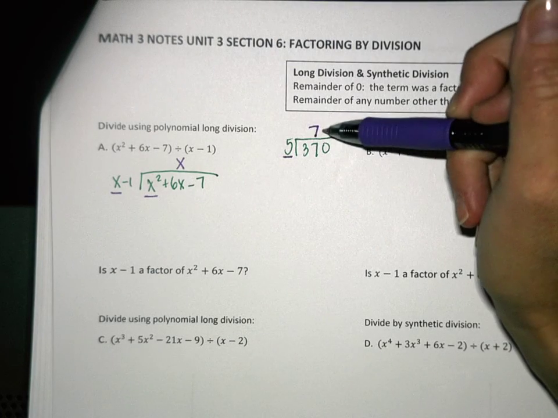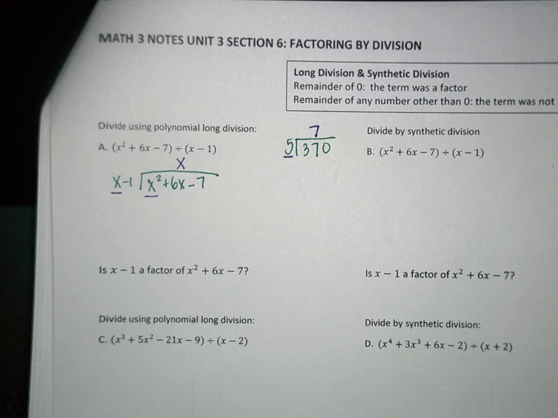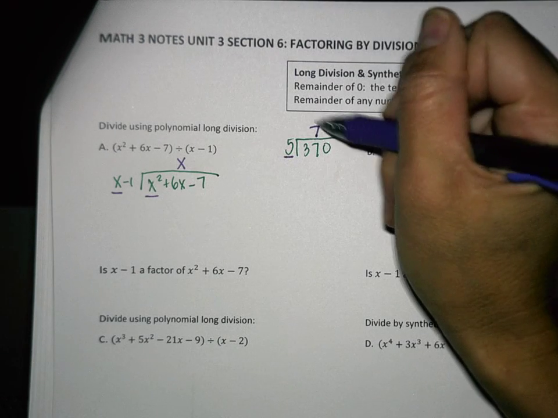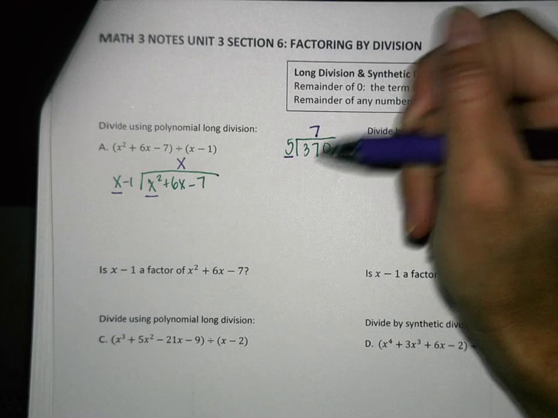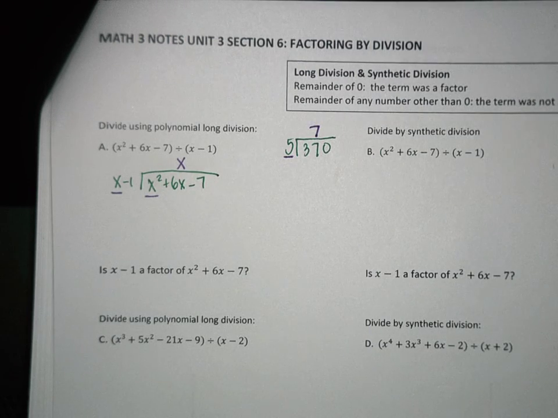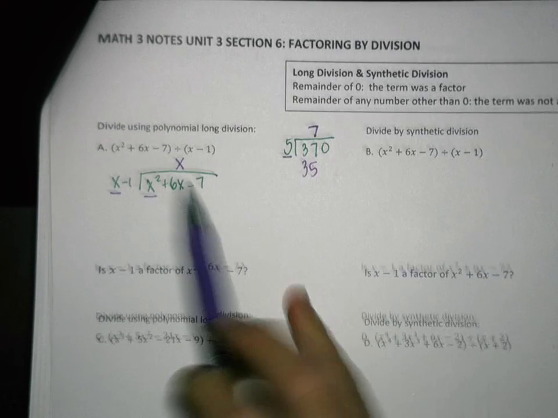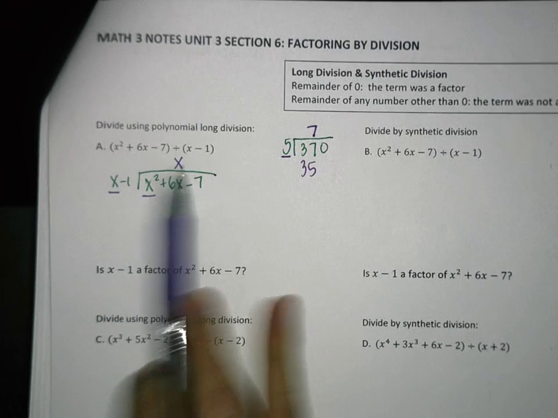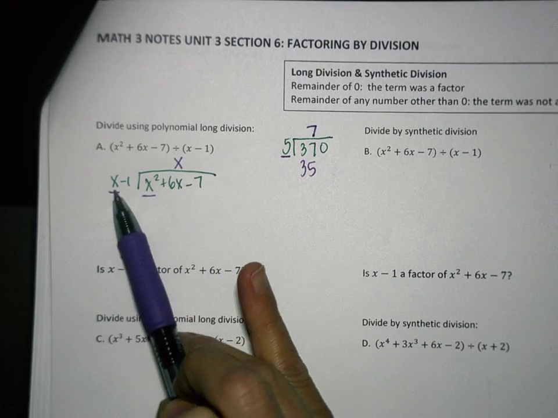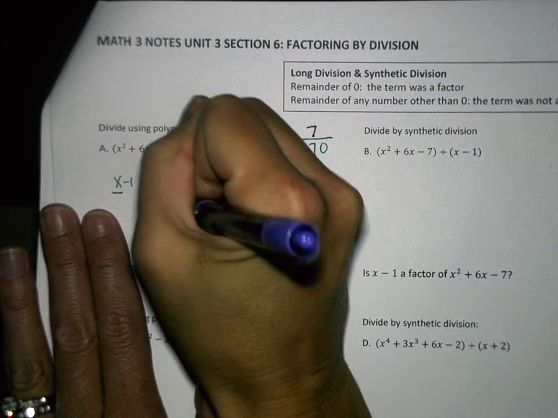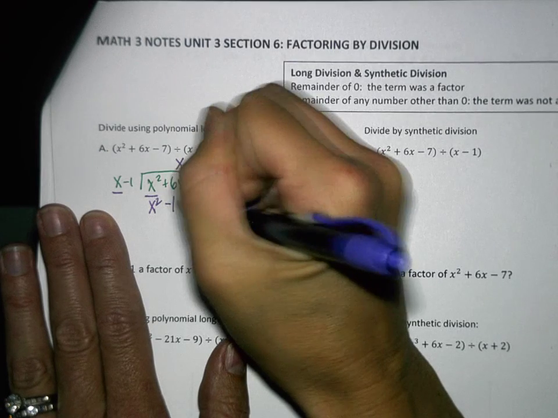Now going back to this problem, what is your next step with long division? Good, you multiply. You multiply 7 times 5. And again, do not be on your phones right now. 7 times 5 is what? 35. Okay? We're going to do the same thing over here. Over here, we have 2 terms though. We have to multiply the x times both of them. So x times x makes x squared, and x times negative 1 makes negative 1x.